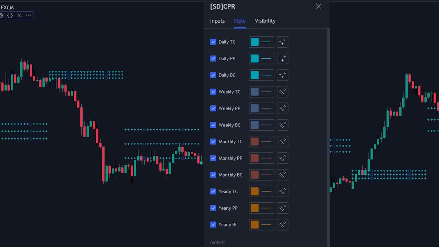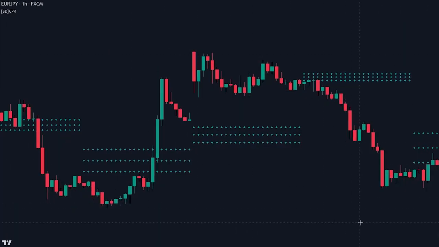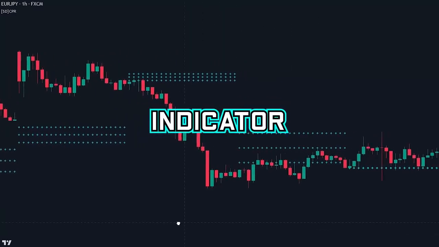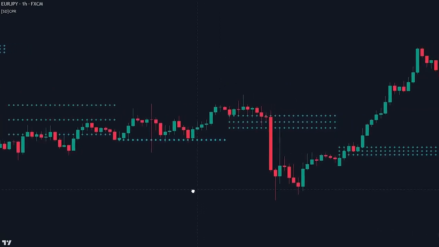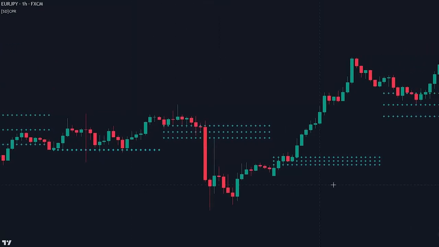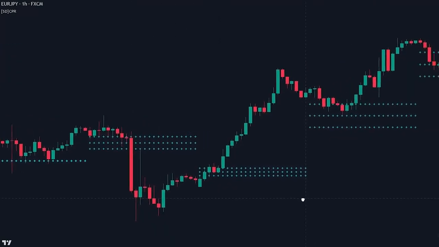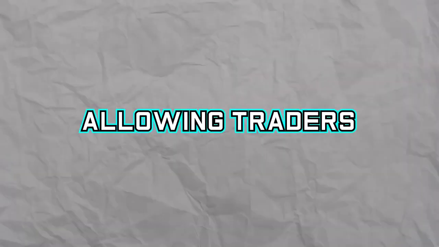The indicator we just added is the Central Pivot Range Indicator, also known as the CPR indicator. The CPR indicator is used to identify key points in the price action that provide support or resistance, allowing traders to use it to spot trends along with using it to spot reversals.